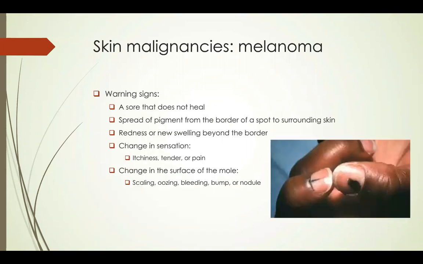Warning signs: a sore that does not heal, pigmentation that spreads from the border to the surrounding skin, redness or new swelling beyond the border, changes in sensation, or changes in the surface of the mole. This picture shows someone with Black skin, and you can see on the nail bed an example of a possible melanoma, what you would be looking for.